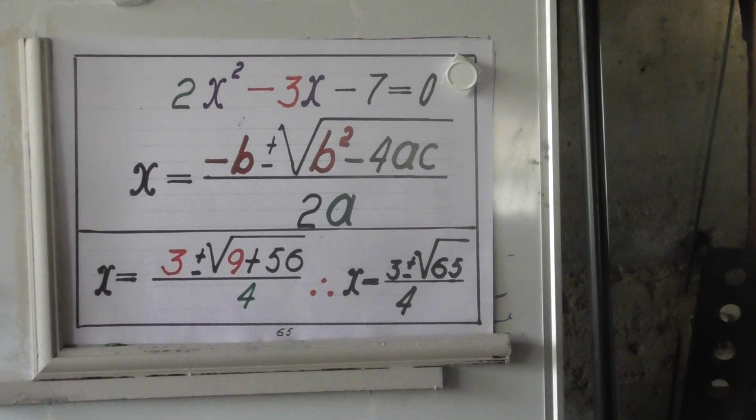So the answer is, see how you could never have done it by trial and error. So x is 3 positive, the square root of 65. That is calculator stuff. 3 positive the square root and 3 negative, and we divide it by 4.